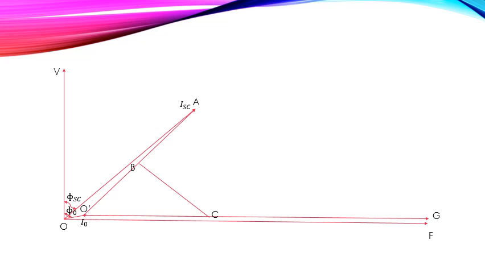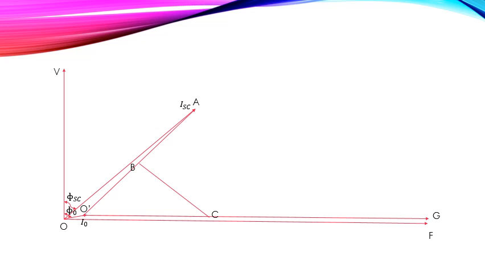Then with O as origin, draw OA, that is equal to the short circuit current with normal voltage, and that is to be drawn at an angle phi SC to V. Then draw OF perpendicular to OD. Then from O dash, draw a line O dash G parallel to OF.